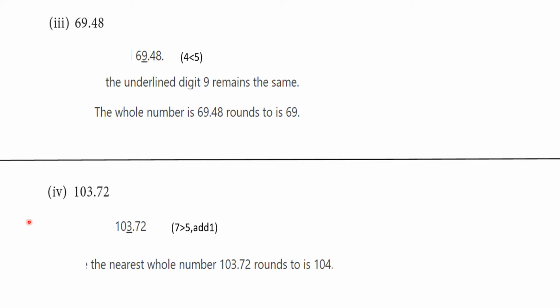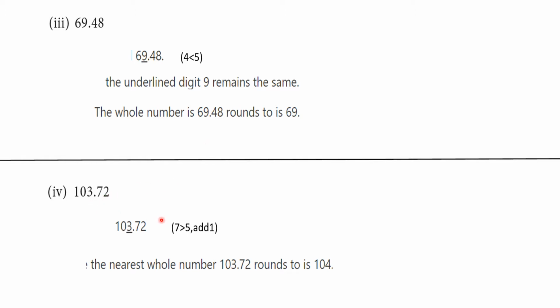69.48. So here underline digit 9. Here you see the digit next to the underlined digit is 4. 4 is less than 5. Therefore the underlined digit 9 remains the same. Therefore 69.48 rounds to 69.